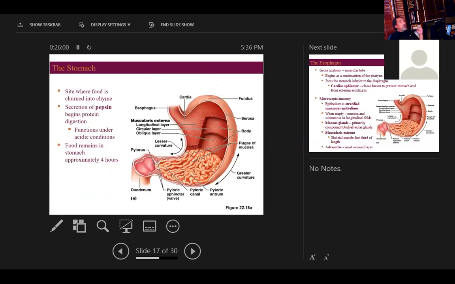Okay, now we're moving on from the pharynx to the esophagus, and then after the esophagus, it now opens up to the stomach. And remember, the area where the esophagus opens up to the stomach is going to be a valve, and they call it the cardiac valve. Then the name for that is going to be the gastroesophageal valve.